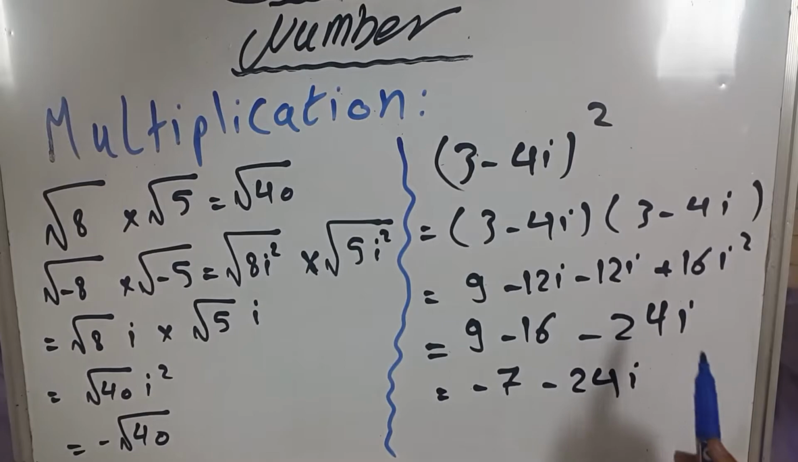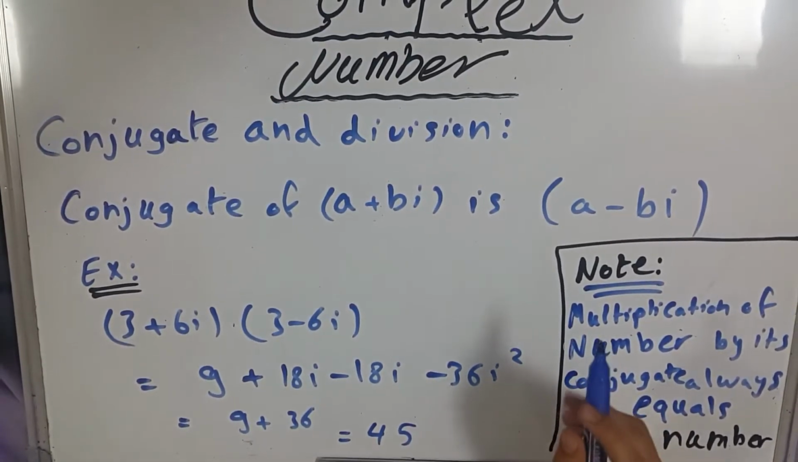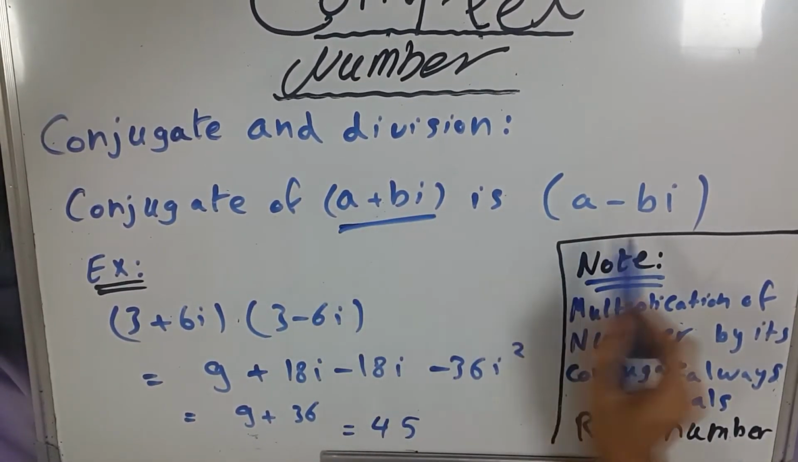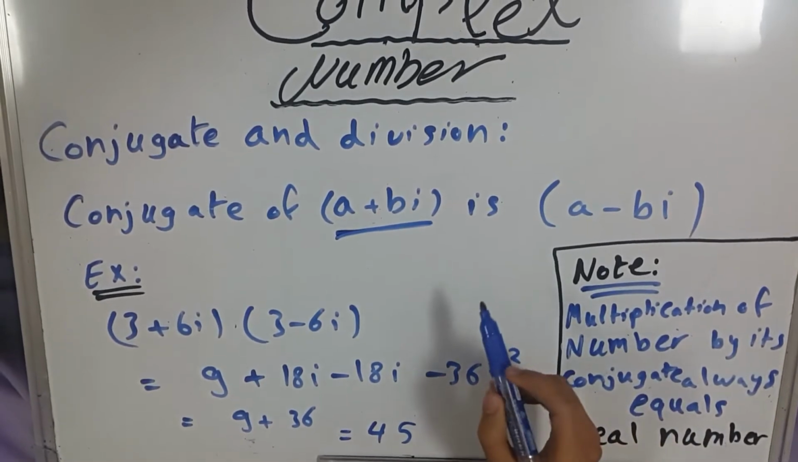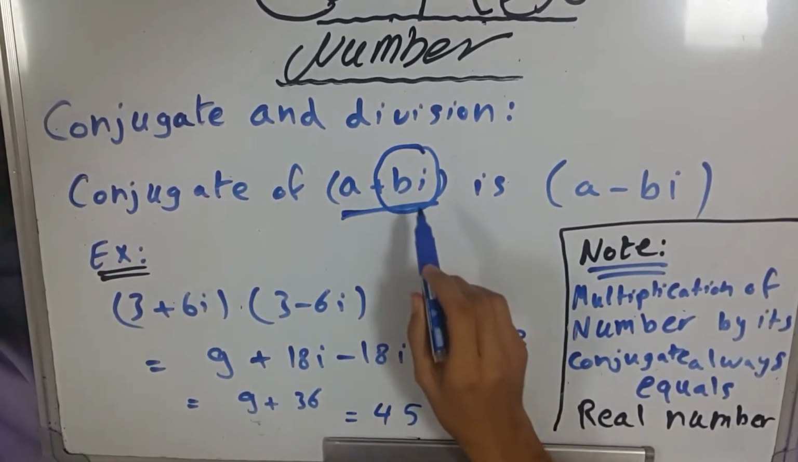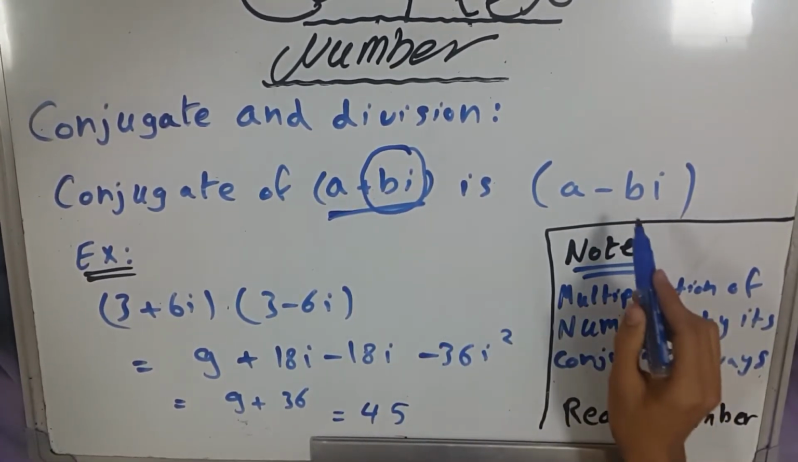And now we will move to division and conjugates. So the conjugate of a complex number such as a plus bi is a minus bi. To get the conjugate, we reverse the sign of the imaginary part. So here we got positive bi, so the conjugate of this complex number is negative bi.